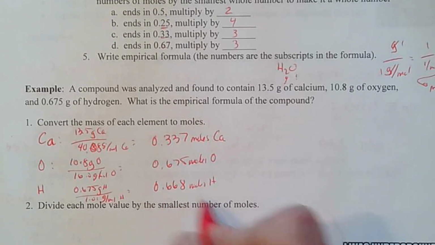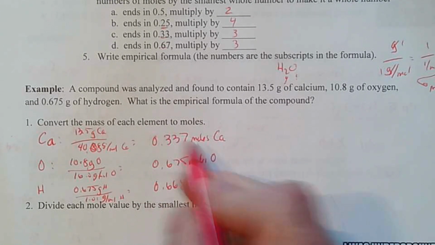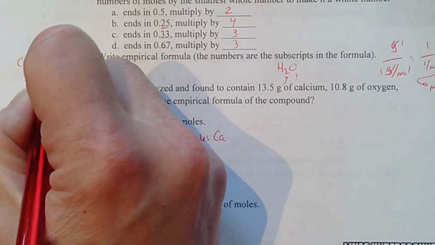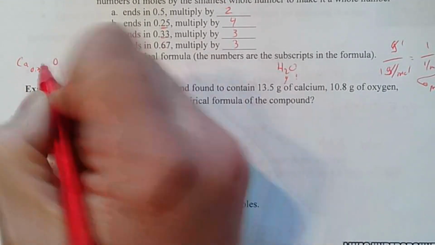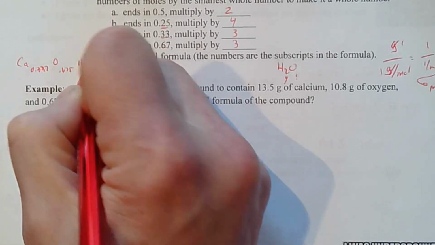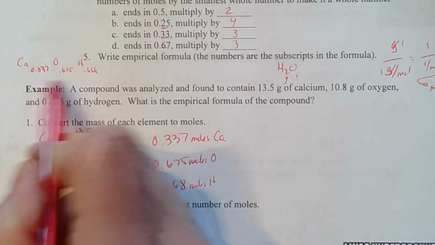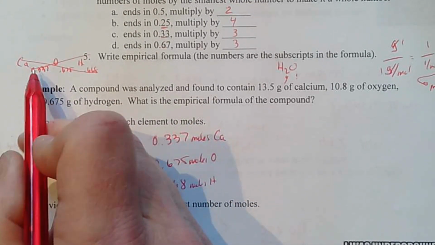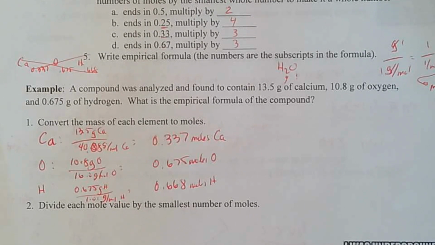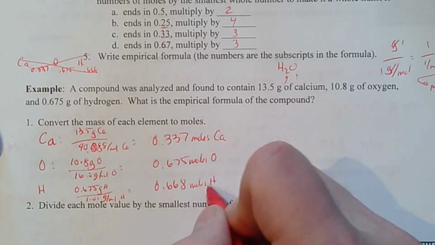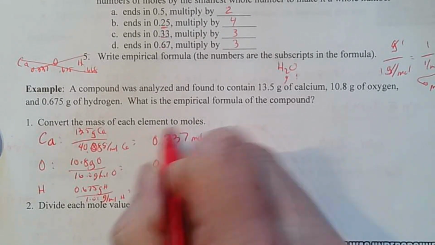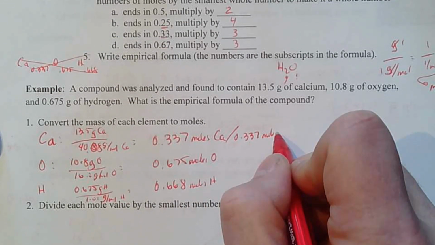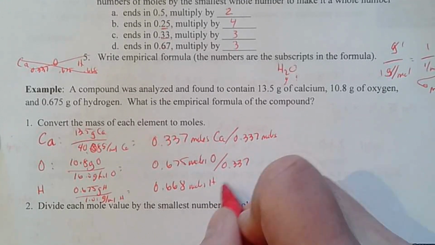Right, if we were to stop here, what this tells us is that our chemical formula would be Ca 0.337, O 0.675, and H 0.668. That doesn't make sense because we're not used to seeing anything but integers here. So to make them integers, we look at which one is the smallest. Hopefully we can agree that this one here is our smallest. We are going to divide all of them by this value.